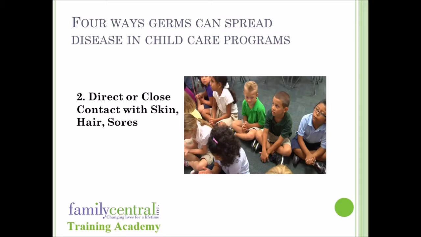Another way germs are spread is through direct or close contact with skin, hair, and sores. Germs are found in infected body fluids such as saliva, spit, drool, urine, eye discharge, nose mucus, throat mucus, or discharge from the open sores. They are spread by directly touching the infected skin, drainage, or body fluid.